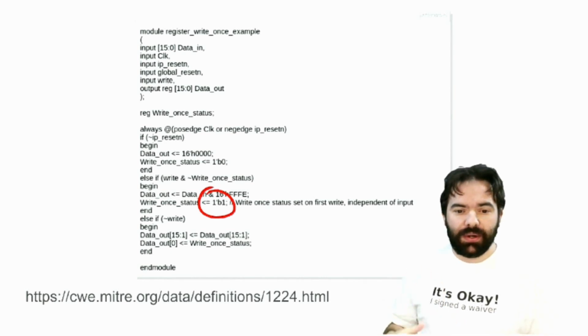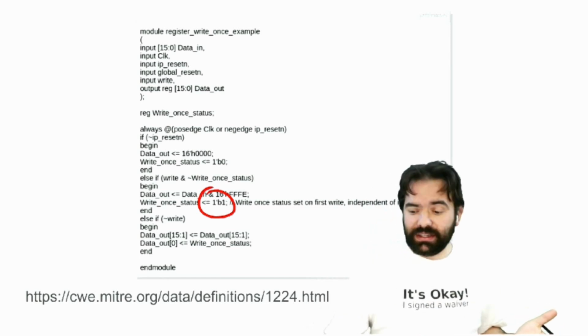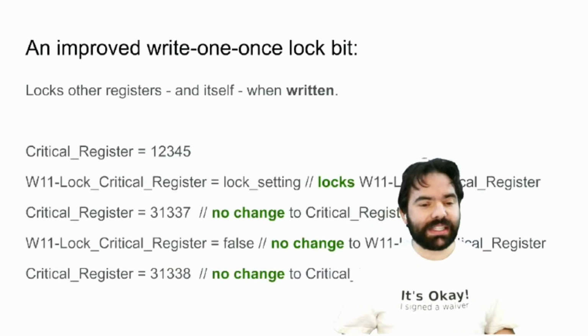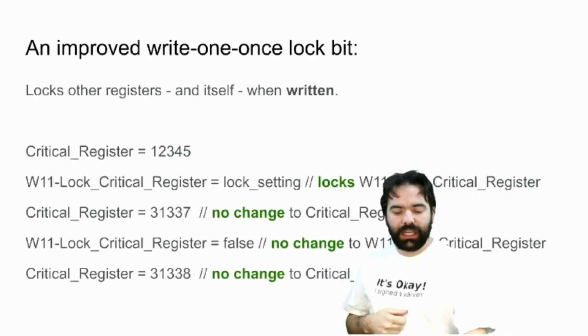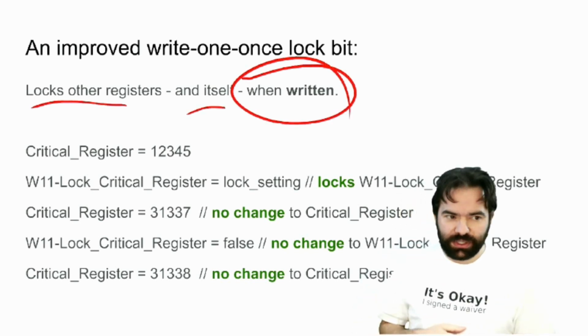So it doesn't matter whether you write a 1 or a 0. If you write to this register, you're locking it, which kind of removes that complexity, right? So we've got this improved write-one-once bit, right? It locks other registers and itself when it's written. It doesn't care what the data is written to it.